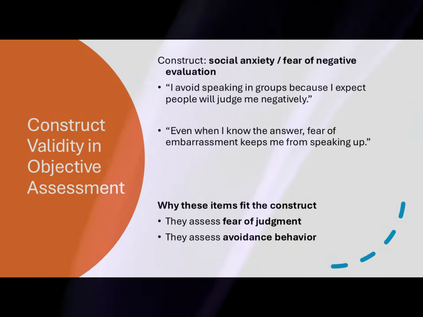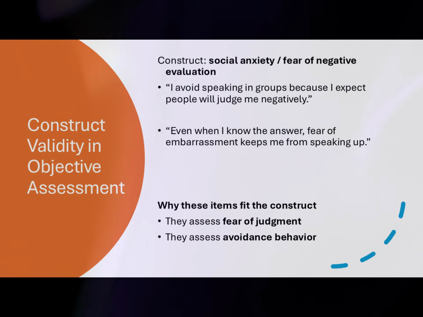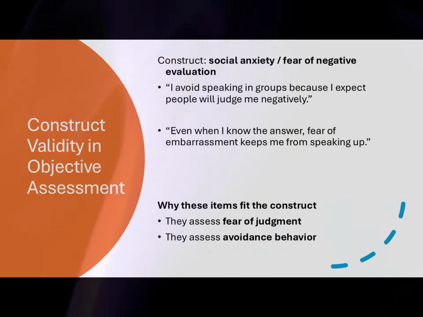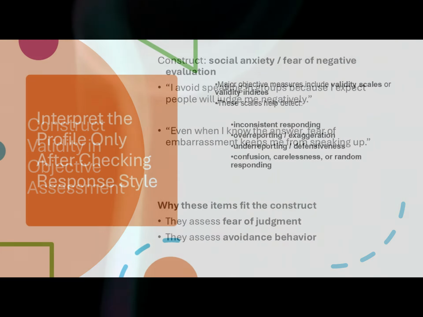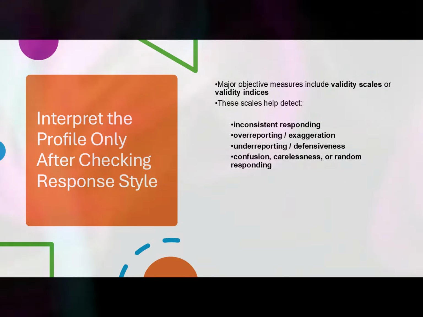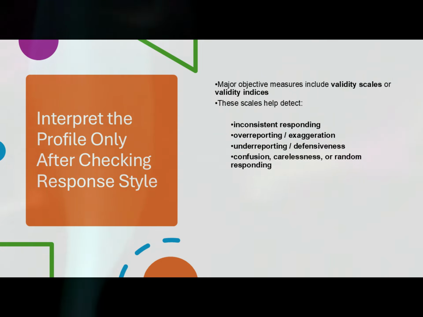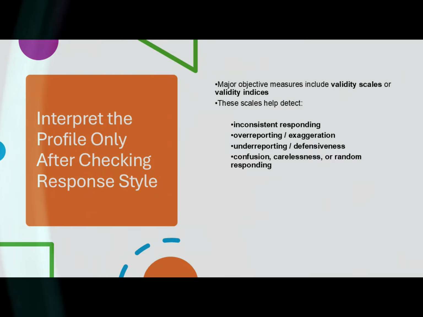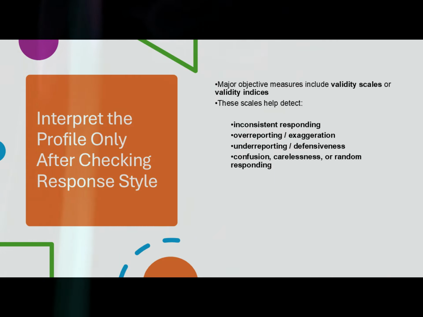And this is more specific than simply saying, "I don't like groups." It points toward anxiety tied to evaluation. Another item might be, "Even when I know the answer, fear of embarrassment keeps me from speaking up." And this one is helpful because it separates fear from ability. A person may know the answer, so the problem isn't lack of knowledge. The item is targeting inhibition, because that's caused by embarrassment and fear of negative evaluation.